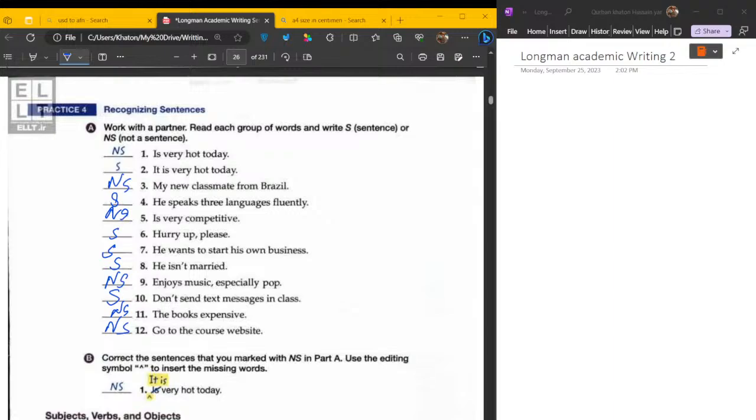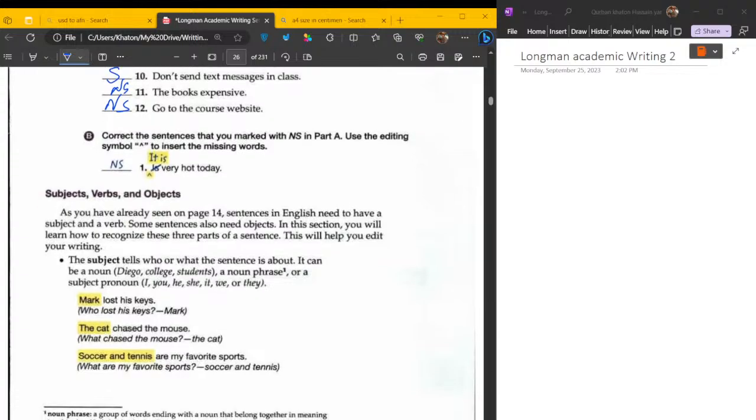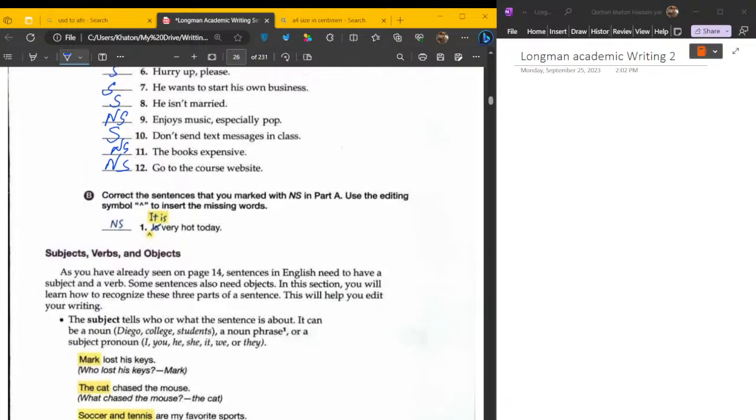So if the idea is spoken about before, supposedly you ask, oh, where did you get this homework from? The teacher hasn't shared it with us in the class. So your classmate says, go to the course website and find it out. That time only this can be, but the context has to be known before. So since it is not known and it's a standalone sentence here, it's not a complete sentence.